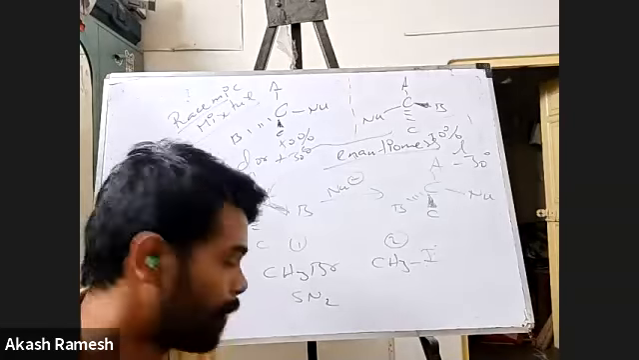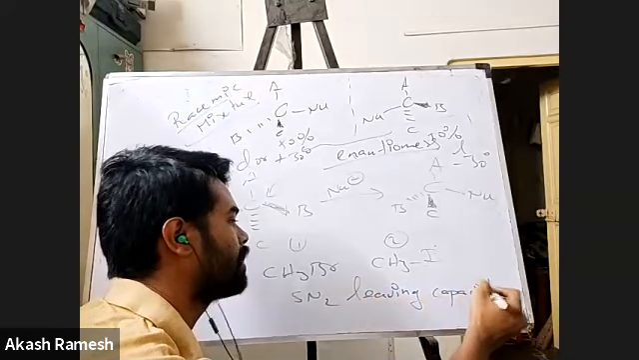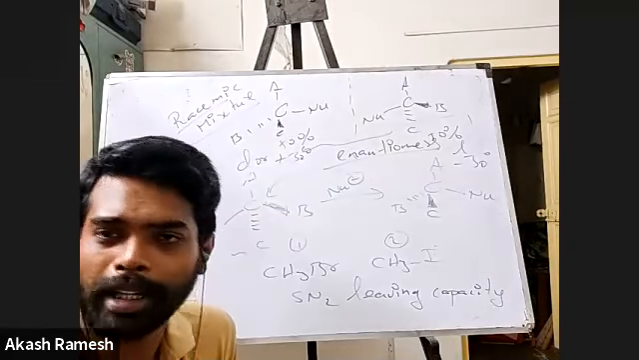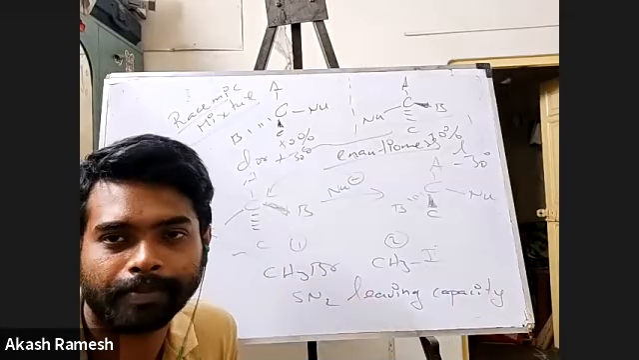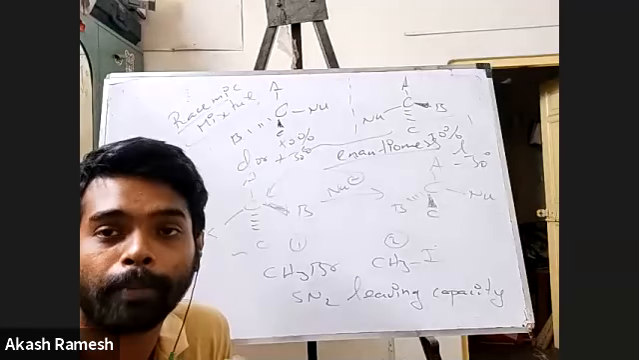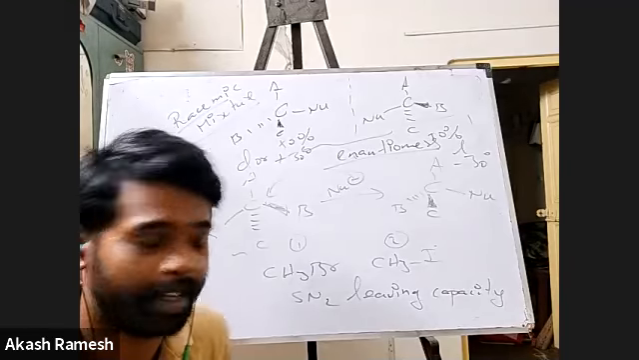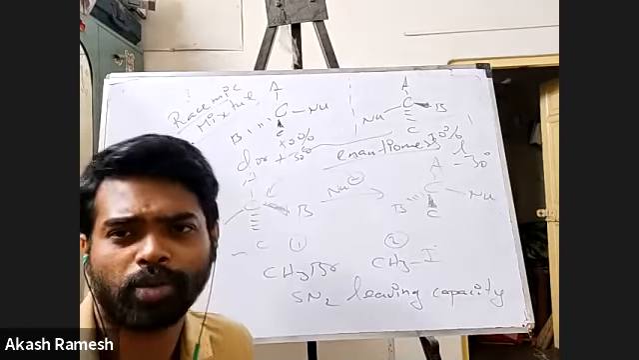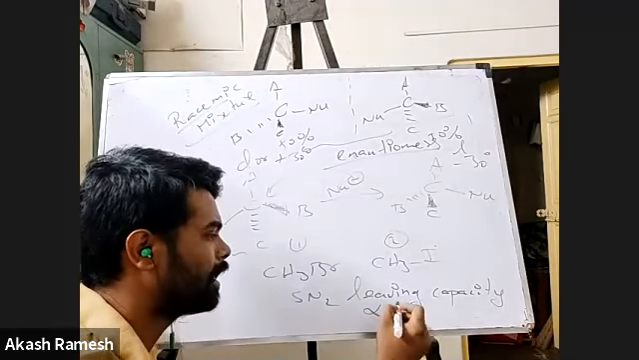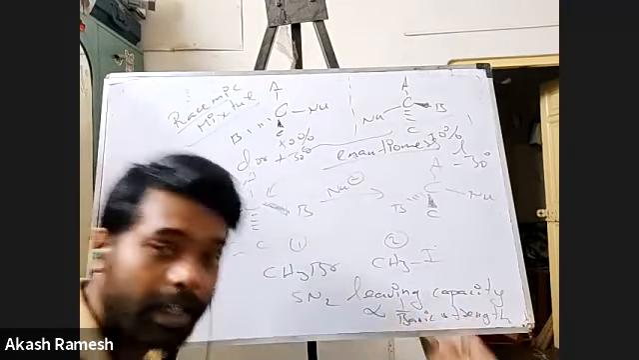It is because of something called leaving capacity or leaving ability, whatever you want to call it. What do you mean by leaving ability? As the name tells you, it is the ability to leave. Whichever group has a better leaving ability, that reaction would be faster, isn't it? For leaving capacity, there is only one criterion. It is inversely proportional to the basic strength of the leaving group.